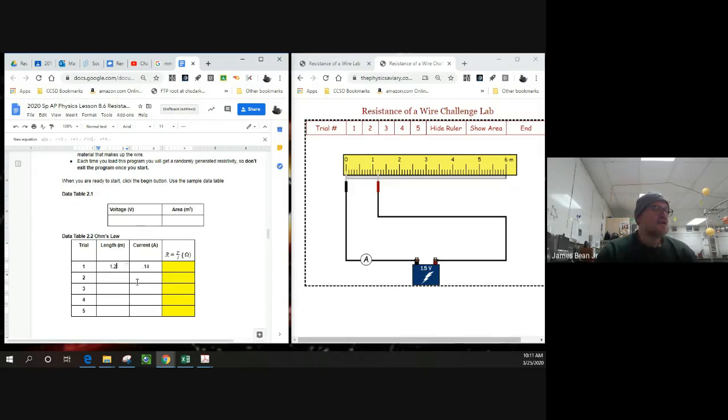Now from here, I need to calculate resistance, and I'll use voltage divided by current. So the voltage up here, I had 1.5 volts, and I would calculate my resistance here using Ohm's law. I would complete this. So that's trial 1.